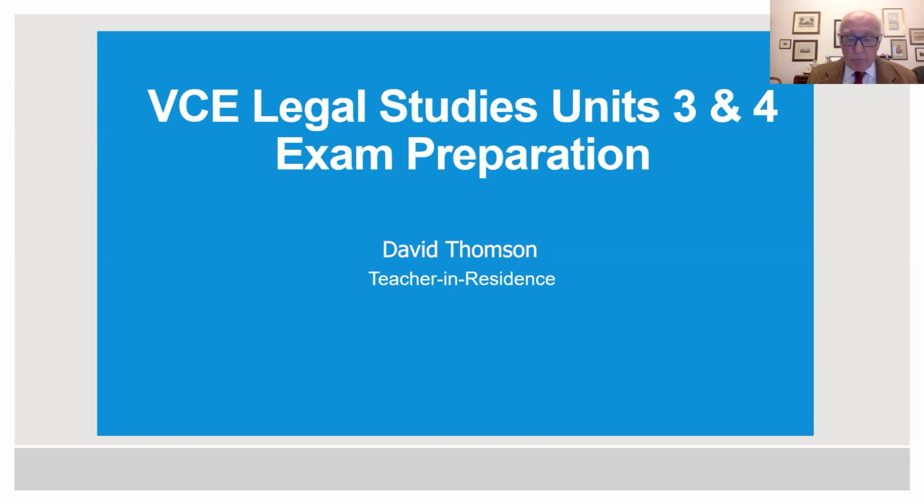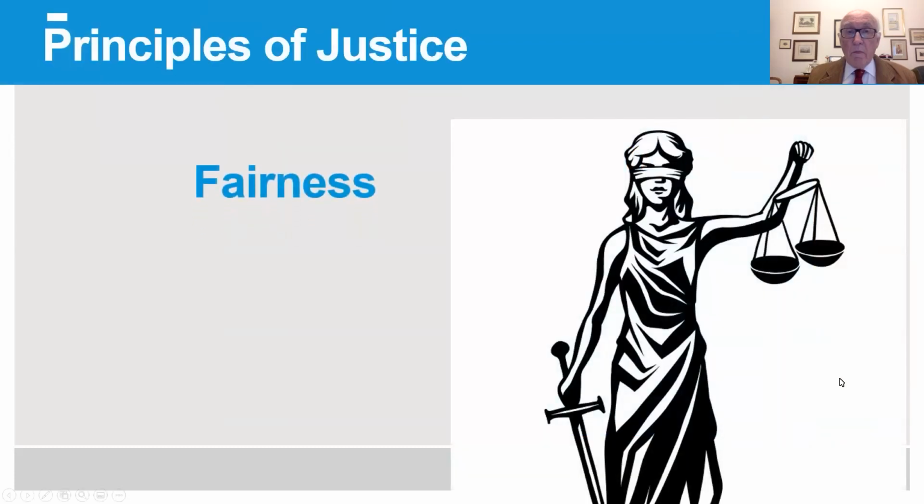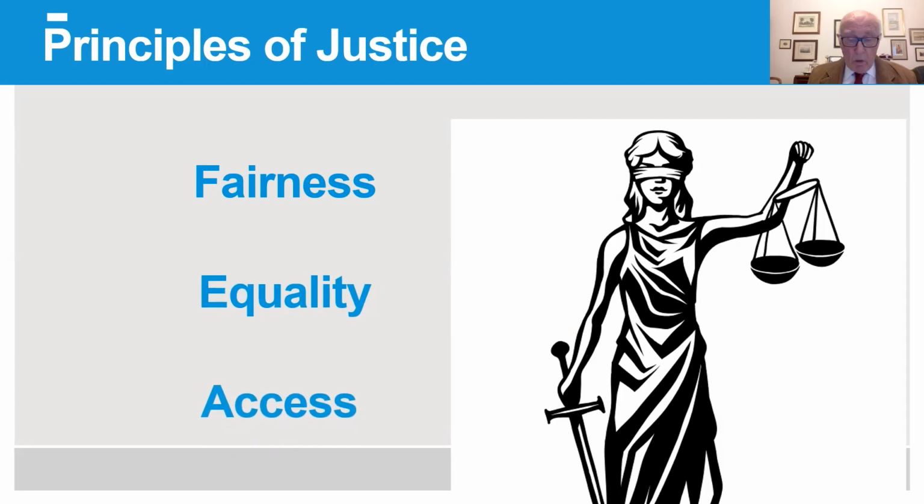Now, throughout the course, you've been assessing the operation of the legal system according to the principles of justice. And a slide will pop up just outlining what those are. Those principles of justice are fairness, equality, and access. And I can almost hear you groan and say, that's boring, dull, and repetitive. But you have to continue that for the remainder of Unit 4, and you may well be required to refer to those principles in the forthcoming examination.